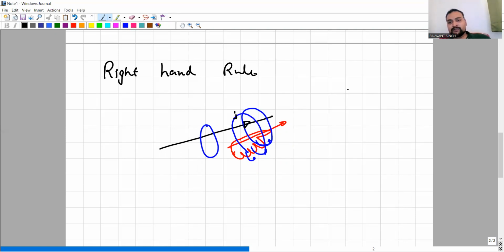What will be the direction of the magnetic field? For example, if the current is going like this, you will have a direction of the magnetic field going like this. Okay, like this. This will be the direction of the magnetic field.